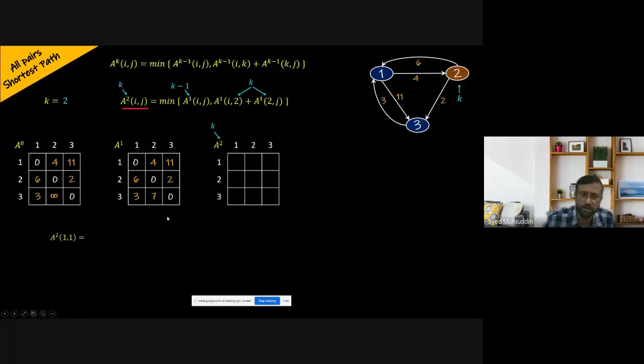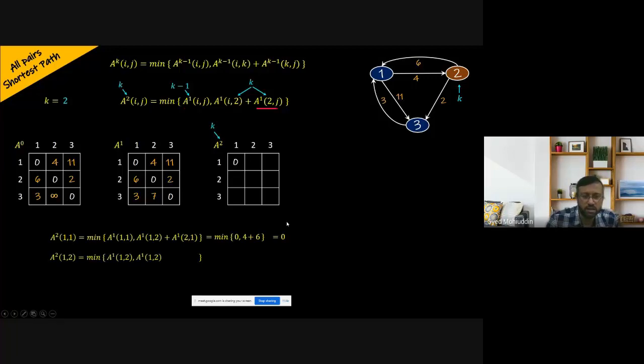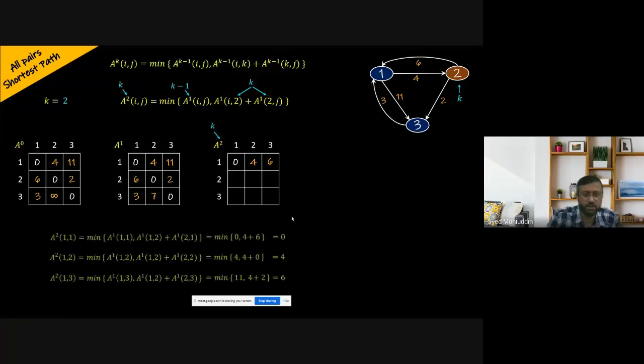So I have to substitute the formula. Remember, k is 2, but we have to start from i as 1 and j as 1, then move on to i as 1, j as 2, and i as 1, j as 3 to fill this row. I have already computed this, so I'll just show you the calculations here, and then we will look at whether there is any change in the value. Okay, now just wait. There is a change in the value over here, so we will try to look at it.